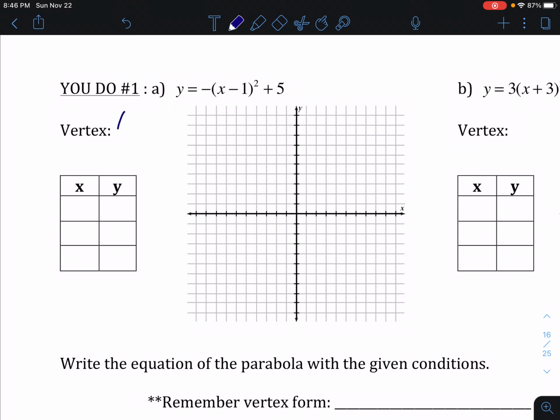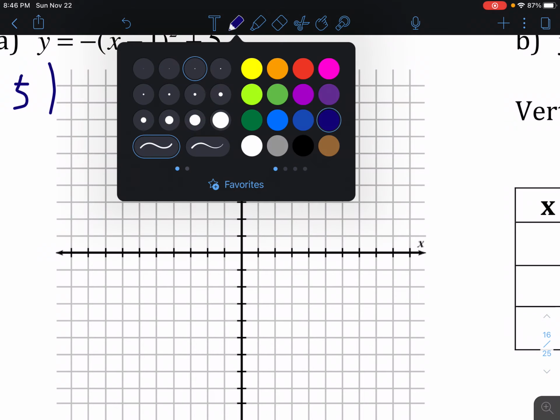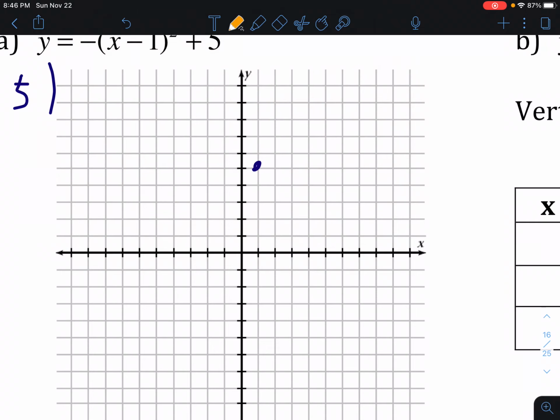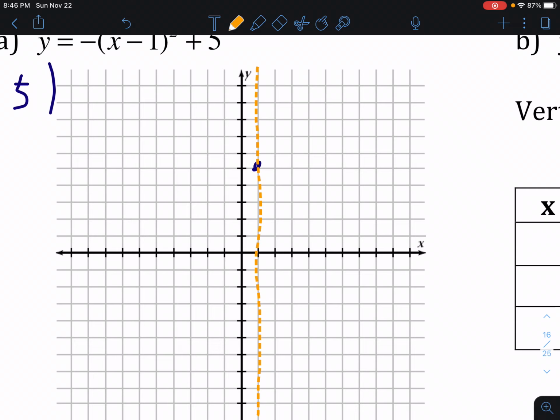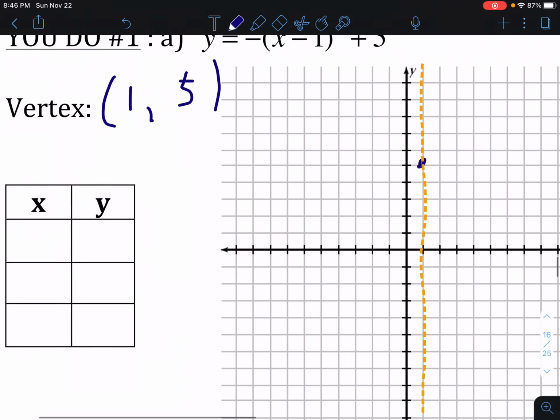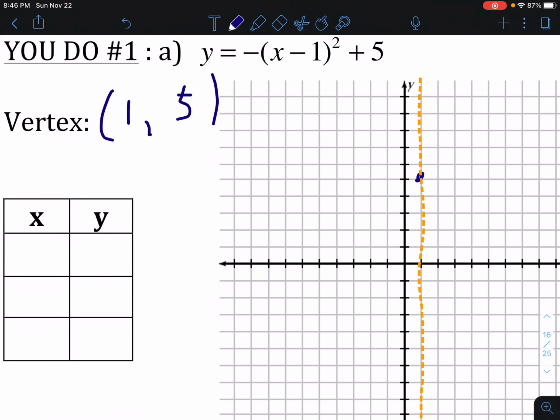Okay, the vertex here would be 1, 5. We need an axis of symmetry. Remember, I'm going fast on purpose. You can pause and rewind, but I need to keep these videos the time down or else they won't fit on Edpuzzle. Alright, so 1, 5, there's your axis of symmetry. After that, the points you want to use after 1 would be 2, 3, 4.